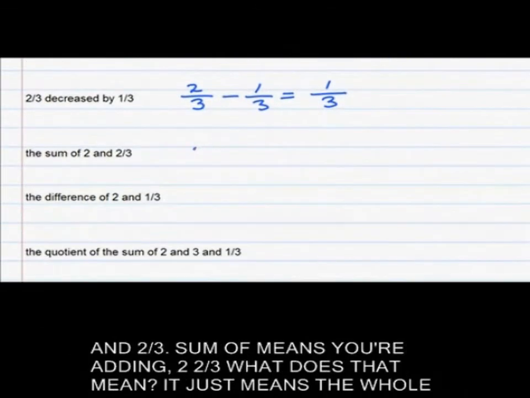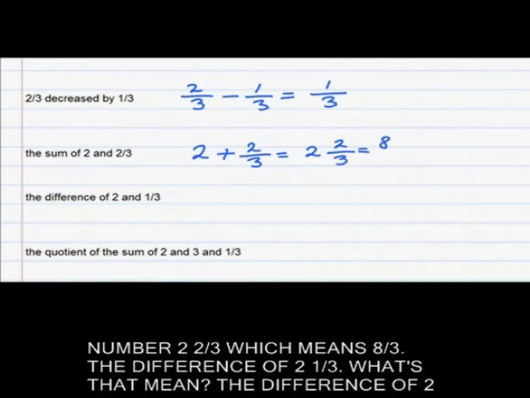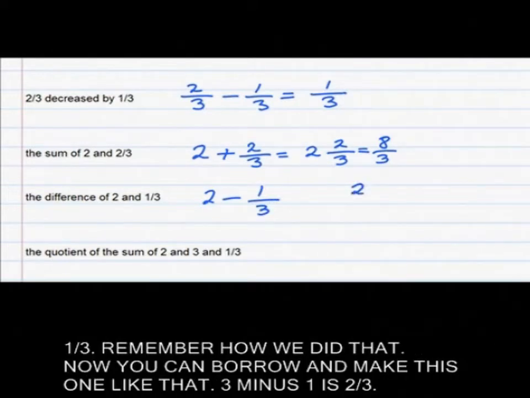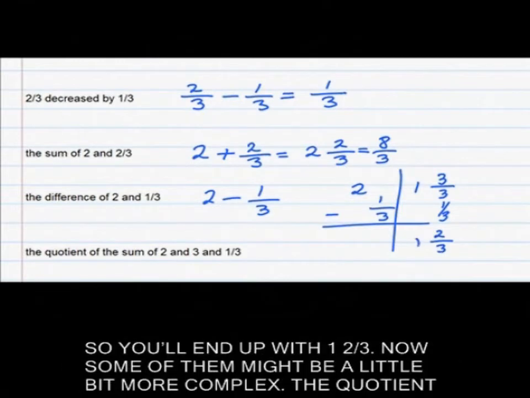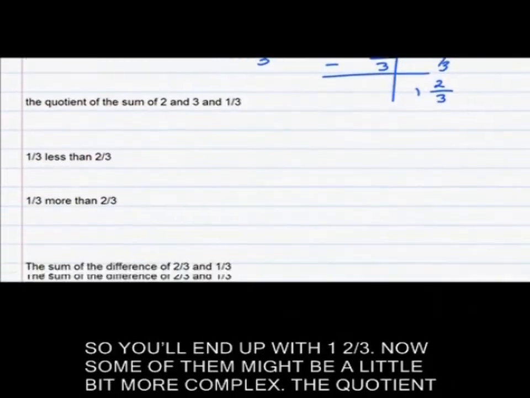How about this one? The sum of 2 and 2/3. Sum of means you're adding. 2 and 2/3, what does that mean? It just means the whole number 2 and 2/3, which is 8/3. The difference of 2 and 1/3. What does that mean? Remember how we did that? Now you can borrow and make this one like that. 3 minus 1 is 2/3. So you'll end up with 1 and 2/3.